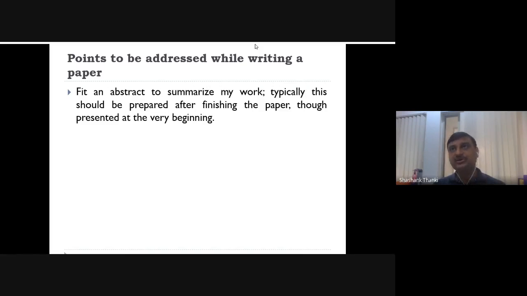And see, generally abstract, it appears at the beginning of any research paper. But we write the abstract, we develop the abstract at the end of all this. That is why we say we are just summarizing the work.